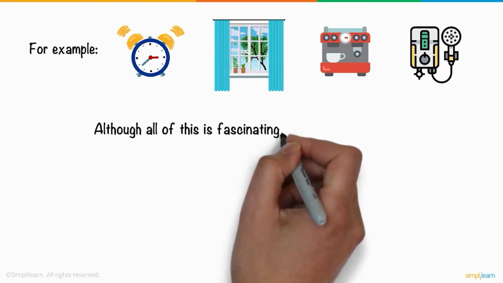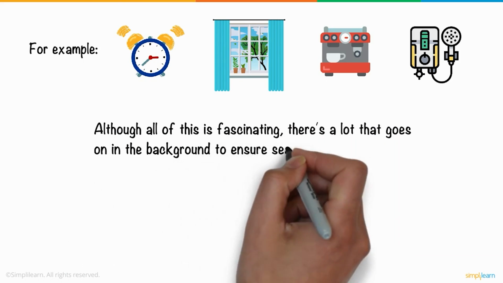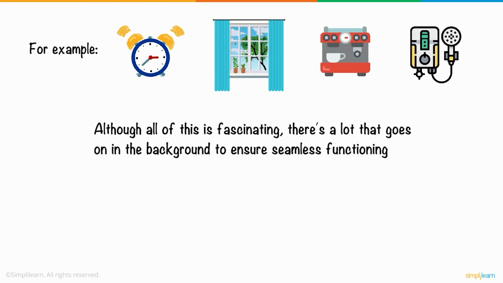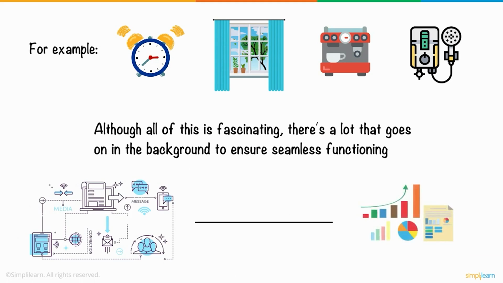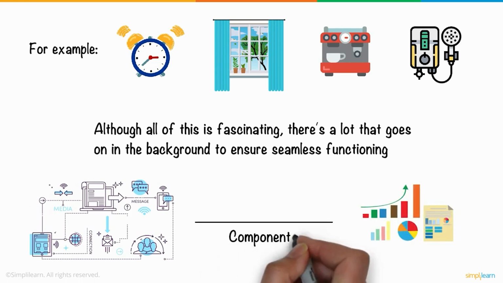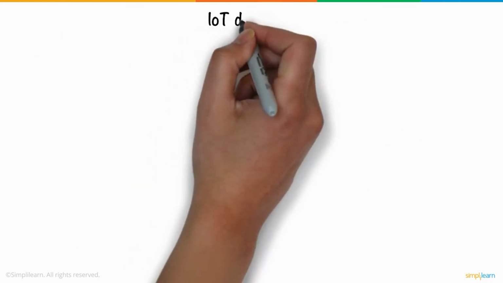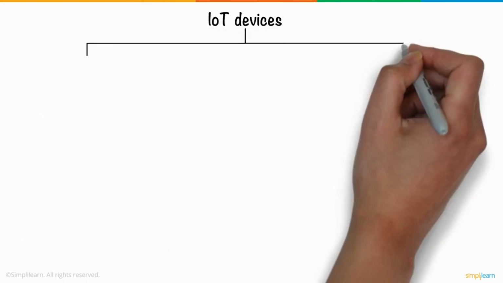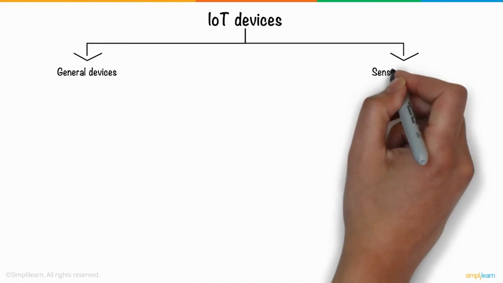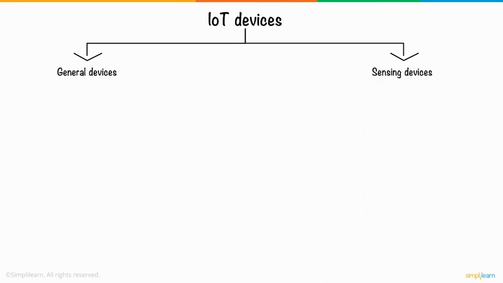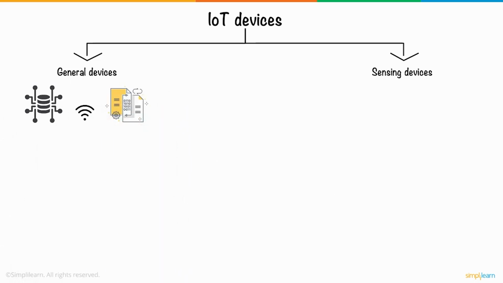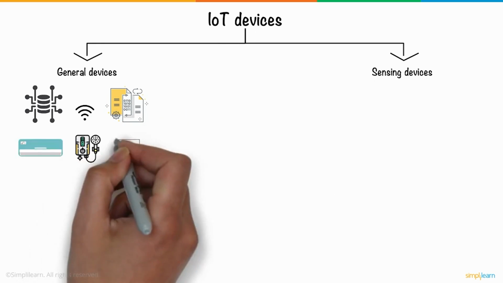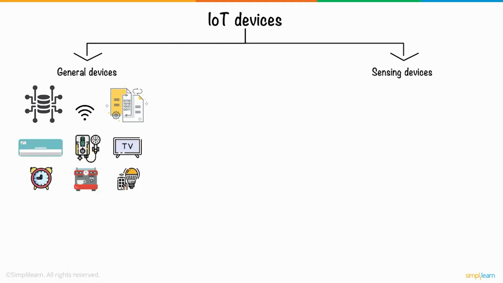Although all of this is fascinating, there's a lot that goes on in the background to ensure seamless functioning. From effective communication between devices to accurate processing of the data received, a lot of components are involved. In the context of IoT devices, hardware can be classified into general devices and sensing devices. The general devices are the main components of the data hub and information exchange. They are connected either by wired or wireless interfaces. Home appliances are a classic example of such devices.